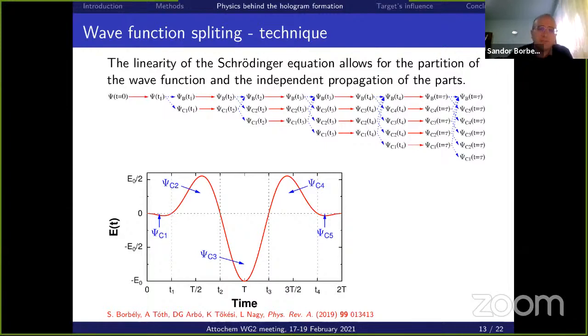At this checkpoint, we split our wave function into 2 parts. The first part contained the bound wave packet, and the second part, the C1 part, contained the continuum part of the wave function. But now, to this C1 wave packet, we can assign some physics, because we know that this C1 continuum wave packet was created between the starting point and the first checkpoint.